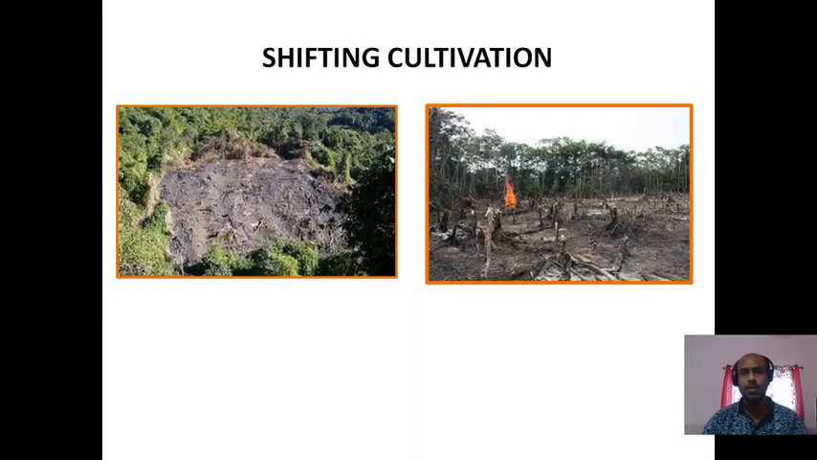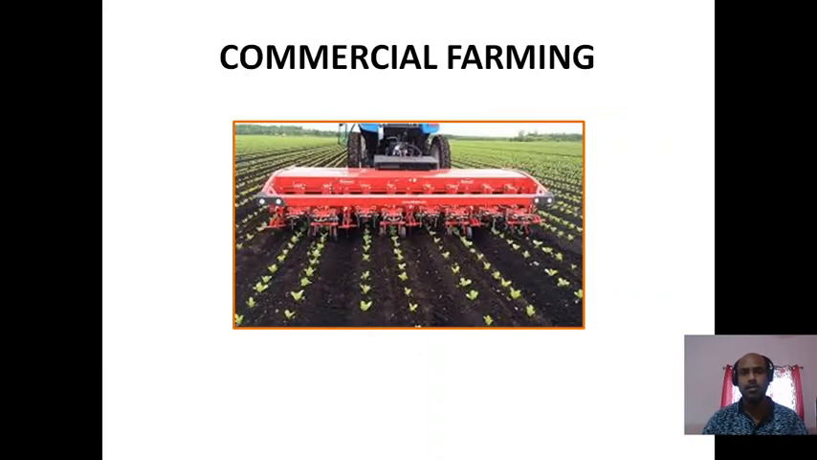Next one is shifting cultivation. It is a primitive form of cultivation where a plot of forest is cleared, then it is burned, as you can see in the picture, for using it for planting the crops. This kind of cultivation is basically done by tribal people in the northeastern part of India. Next one is commercial farming, where the farmer uses not only modern techniques, but their objective is what? To sell the product in the market.